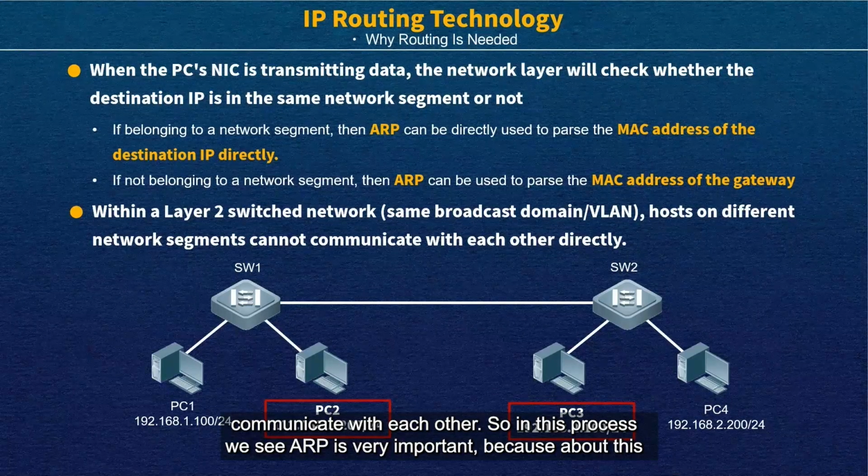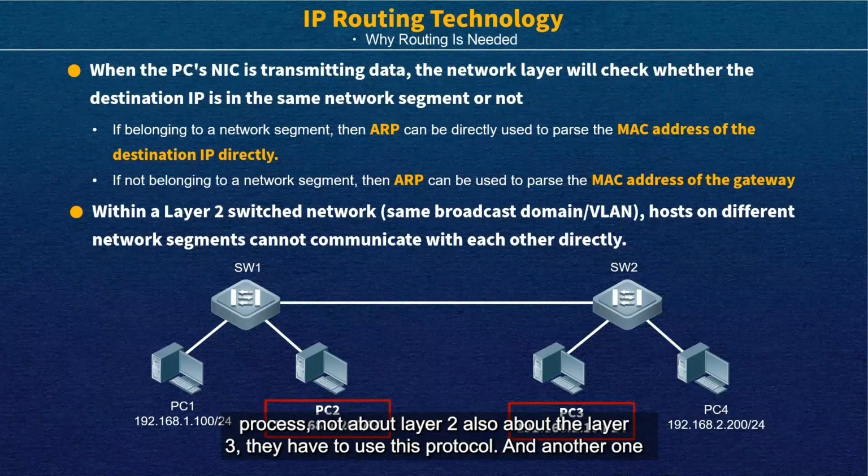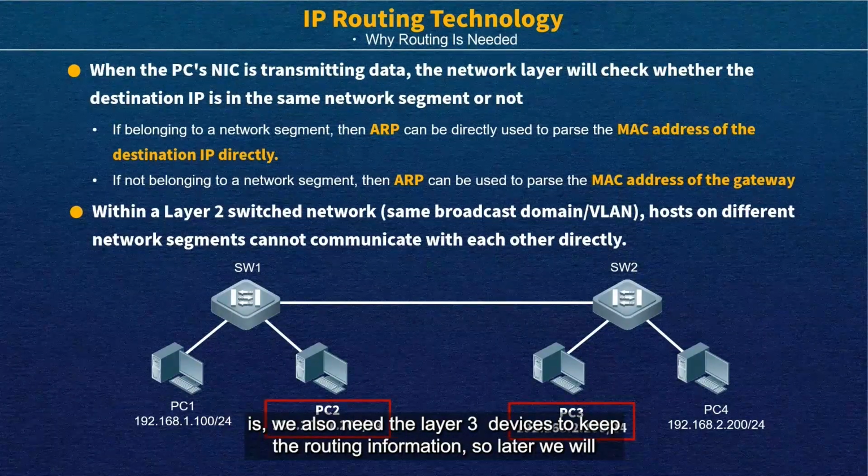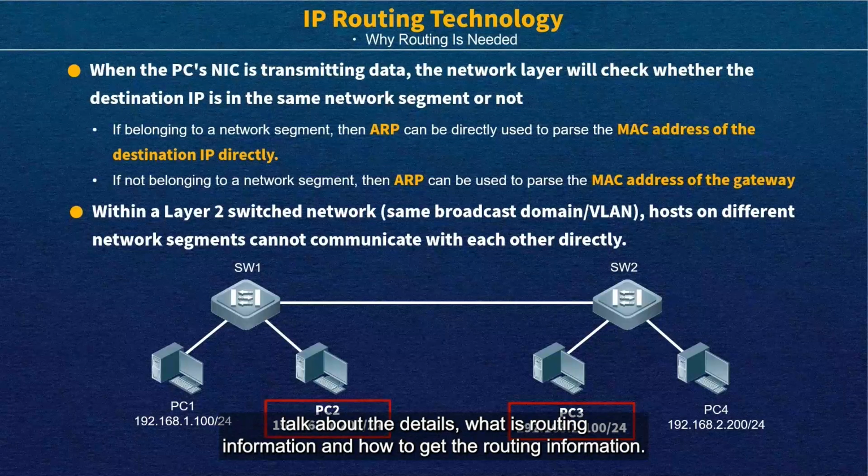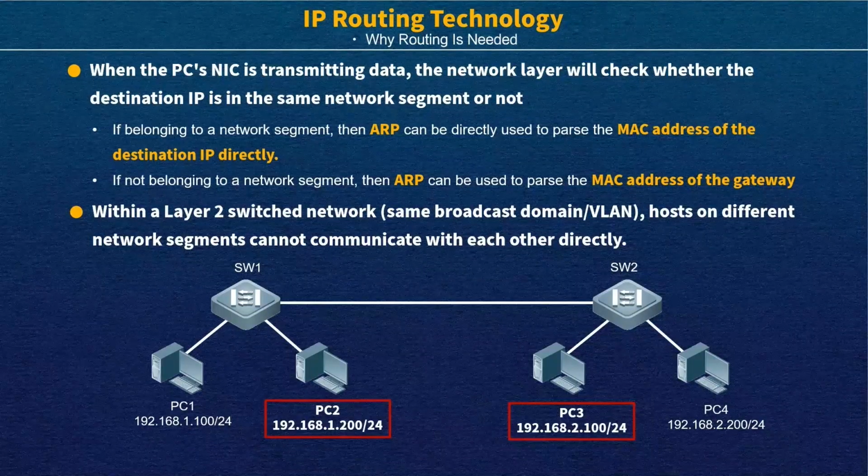So in this process, we say ARP is very important, because it is not only about layer 2 but also about layer 3; they have to use this protocol. And another thing is that we also need the layer 3 devices to have routing information. So later, we will talk about the details: what is routing information and how to get it.